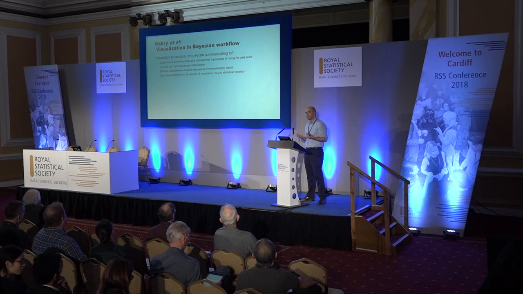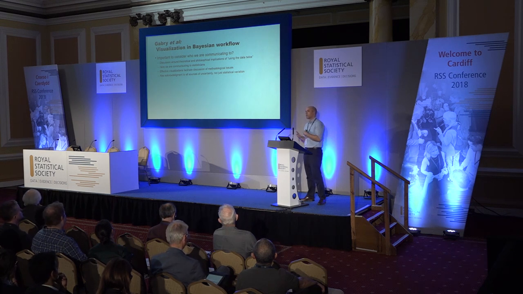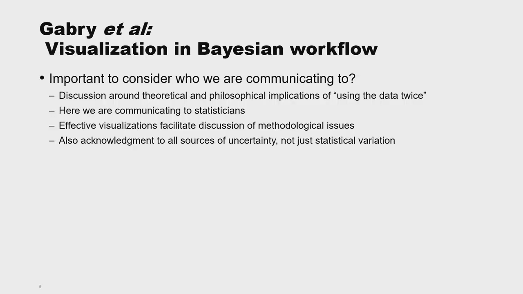And by using effective visualizations, we're able to facilitate the discussion of all the methodological issues that are involved with using the data twice. And there's also a demonstration of how to ameliorate this type of potential reservation or issue with the workflow through effective visualizations. And what I really like about this paper is it also acknowledges all sources of uncertainty, not just statistical variation alone. So uncertainty about our model fit, or about our data, or about a problem. I think being able to visually understand this and communicate to ourselves as statisticians is a great tool.